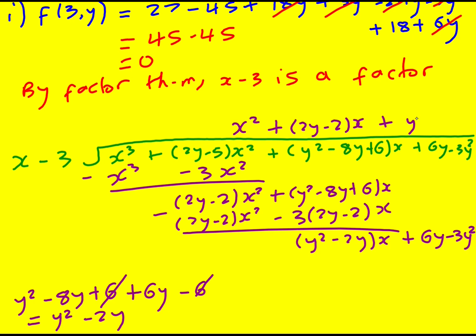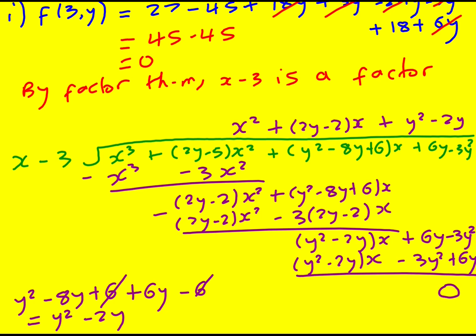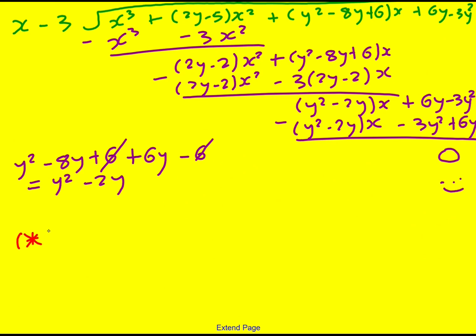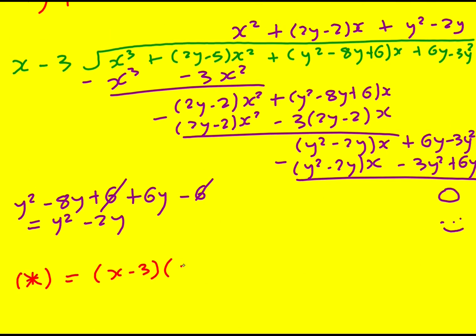So when I divide through by x now, I get y squared minus 2y. And then I'll get minus 3y squared plus 6y. This does indeed subtract to give 0. So this means that star is going to equal x minus 3 multiplied by x squared plus 2y minus 2 x plus y squared minus 2y.